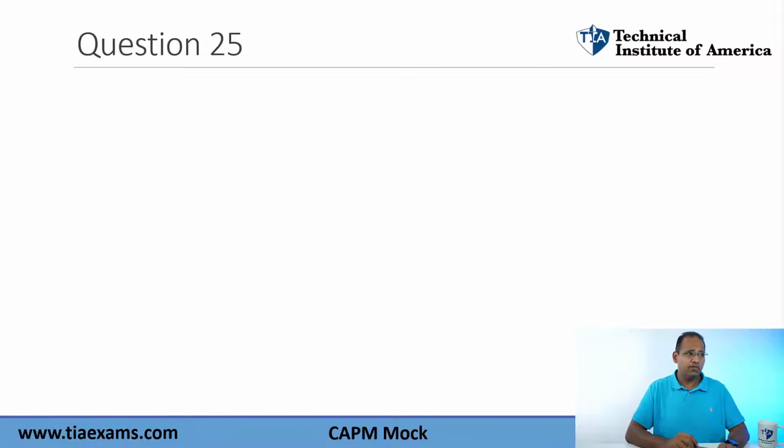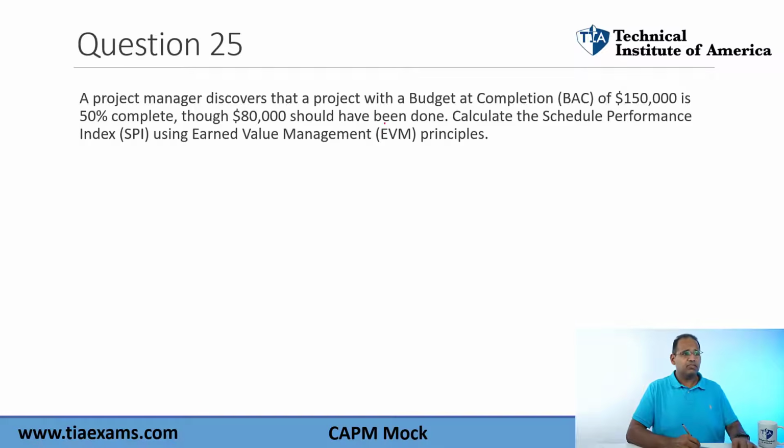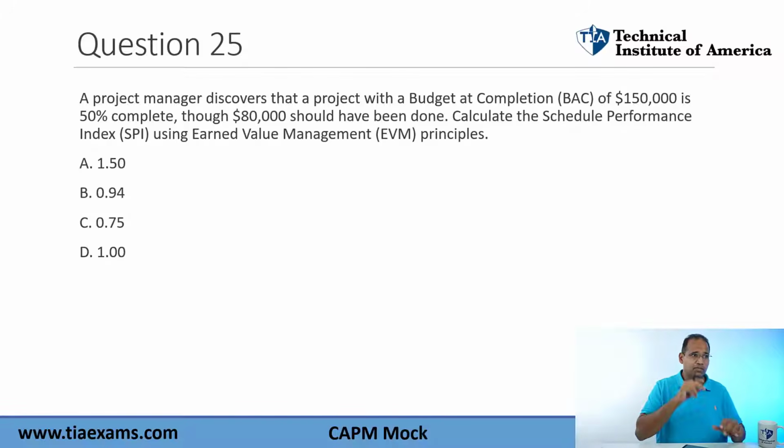Practice question 25. A project manager discovers that a project with a budget at completion of $150,000 is 50% complete, though $80,000 should have been done. Calculate the schedule performance index using earned value management principles. All right, so you have to know your EVM in this particular one. Now, they're going to give you a calculator on the test. You better be prepared to calculate these numbers. Remember, I took the CAPM exam when it came out, and there was quite a lot of these things. Let's knock this out here.